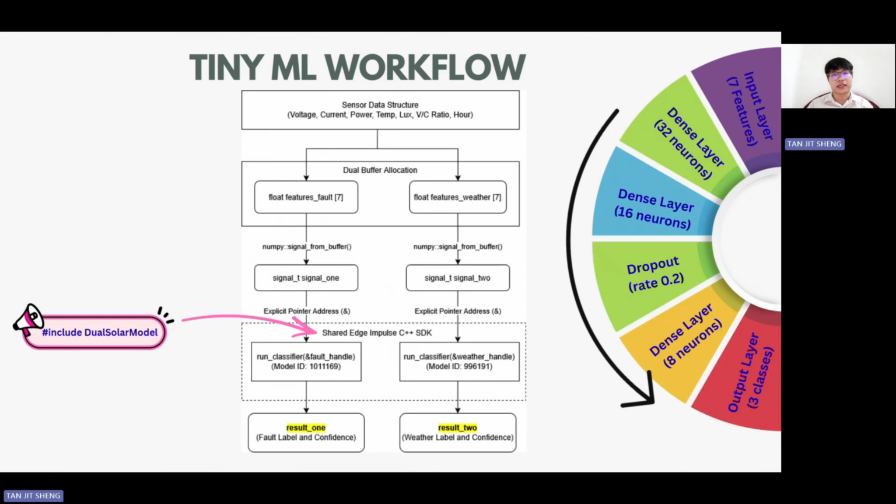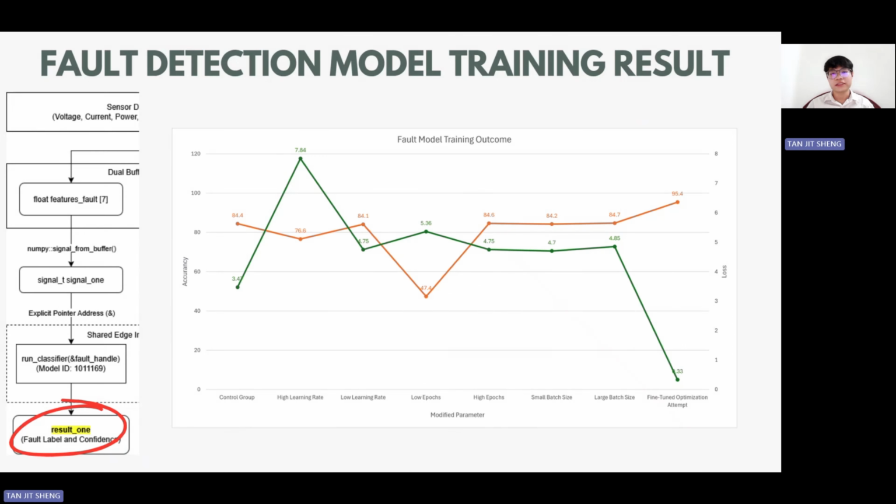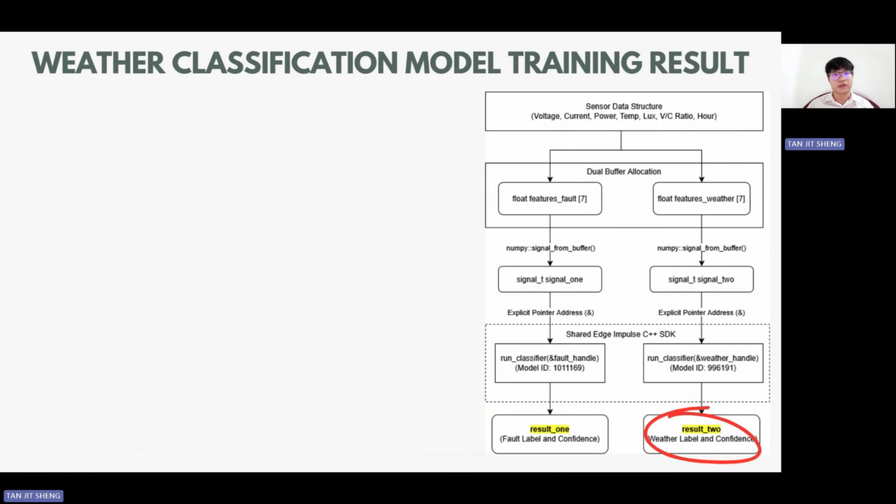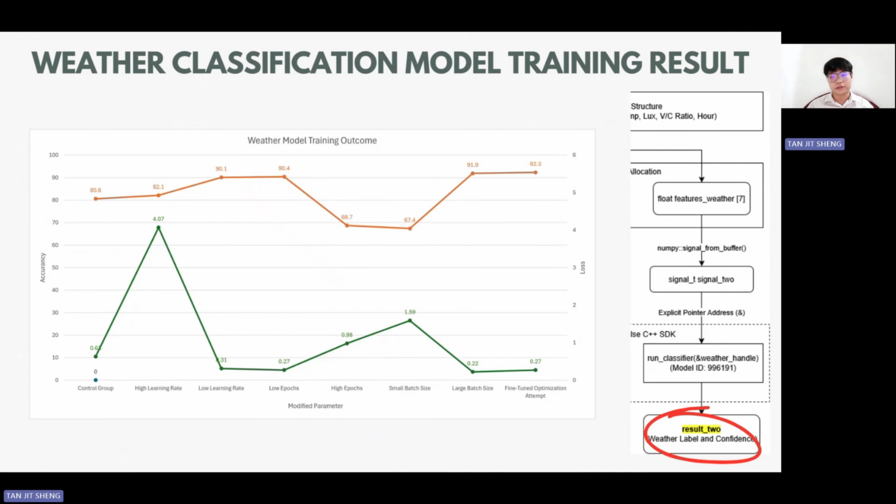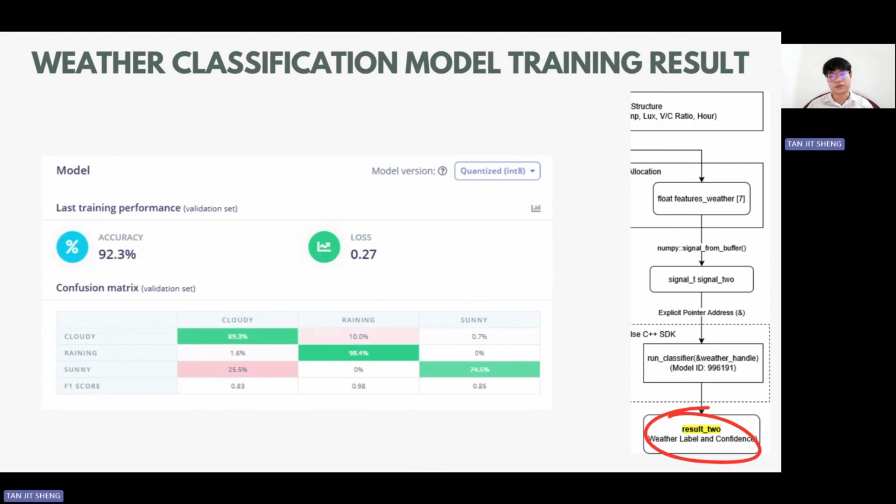I joined 2 TinyML model into only 1 library. Here's the result. I am tuning the hyperparameters such as learning rate, the epoch, also the batch size. And the final tune optimization attempt achieved the highest accuracy and the lowest loss, and it is selected. Also same for the weather classification training result. As what you can see, we achieved 92.3% accuracy and 0.27 loss.